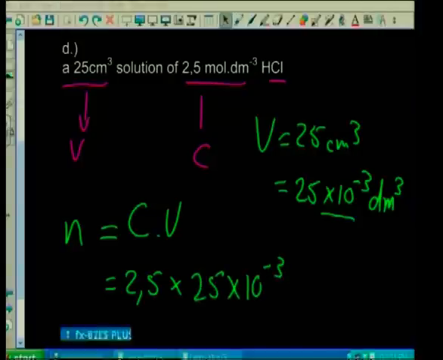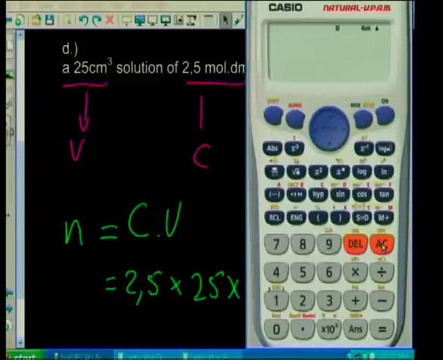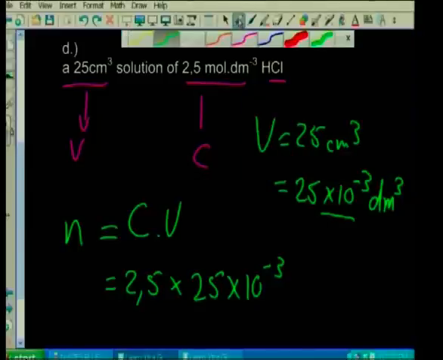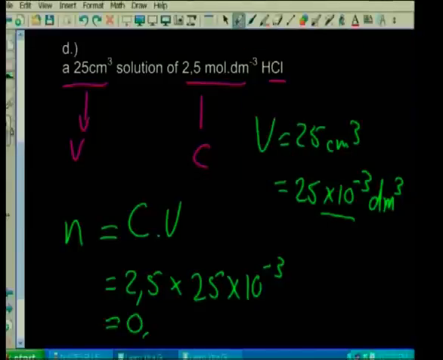Let's put it on the calculator and see what we get. And there we go, 2,5 times 25 multiplied by 10 to the minus 3, and we push the answer and it tells us that it's 1/16. In decimal terms, that's 0,0625 mole.